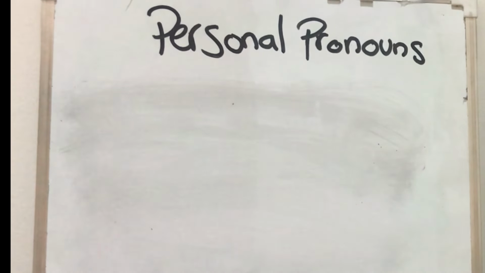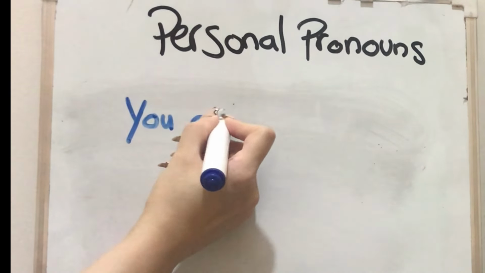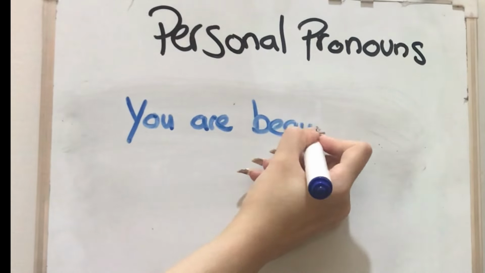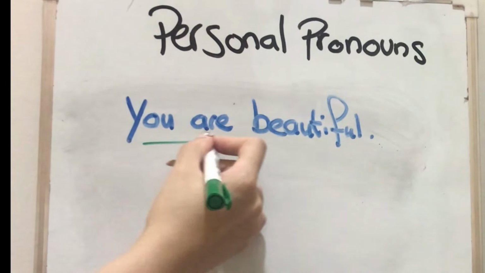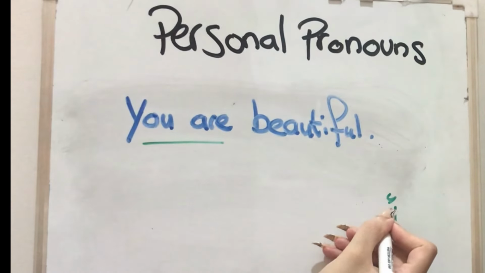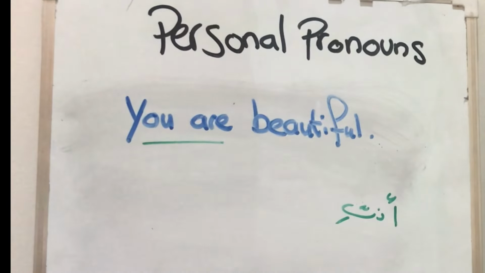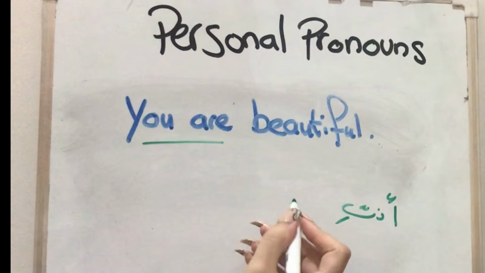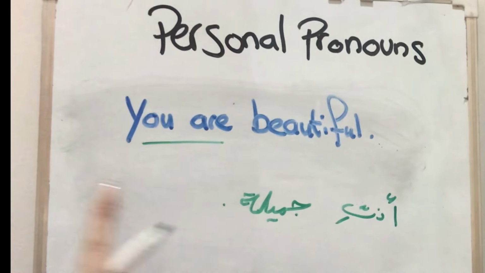How to say you are beautiful, and it's a she. You are beautiful. I said it's anta or anti, but it's singular feminine, so we're going to say anti. Beautiful is جميل, but since it's feminine, we say جميلة. أنتي جميلة. You are beautiful.